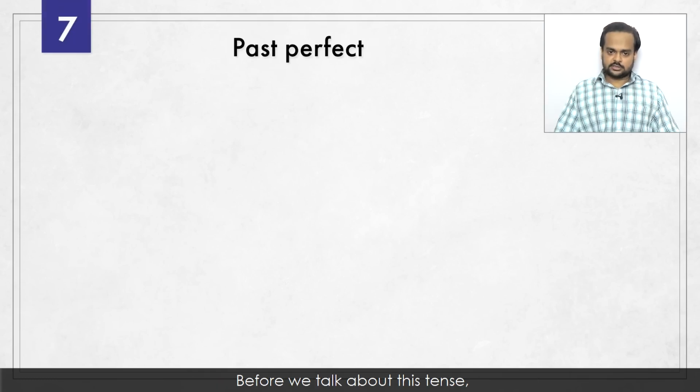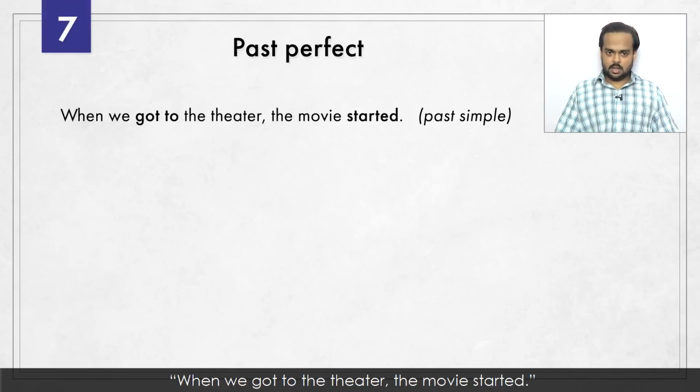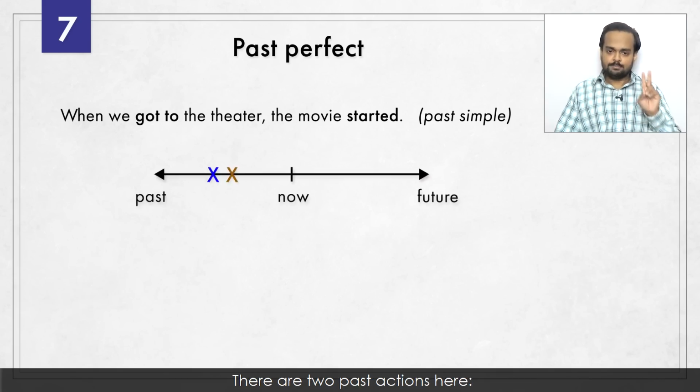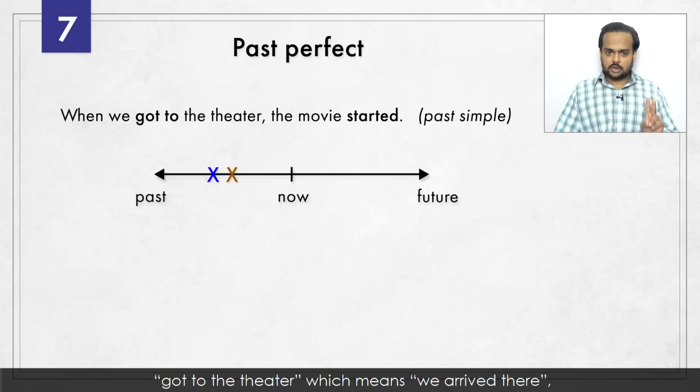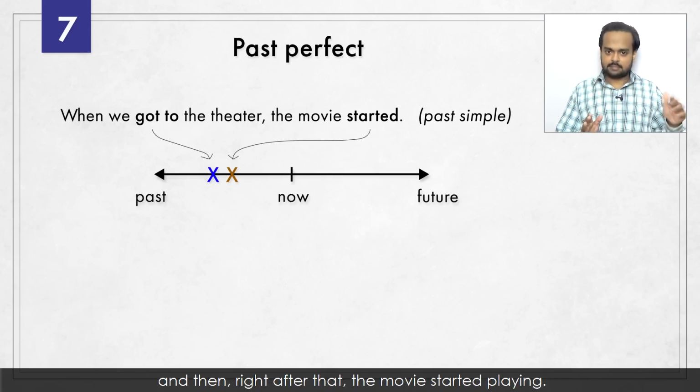Before we talk about this tense, take a look at this past simple tense sentence. When we got to the theater, the movie started. There are two past actions here. Got to the theater, which means we arrived there, and the movie started. You can see in the timeline that we got to the theater first, and then right after that, the movie started playing.